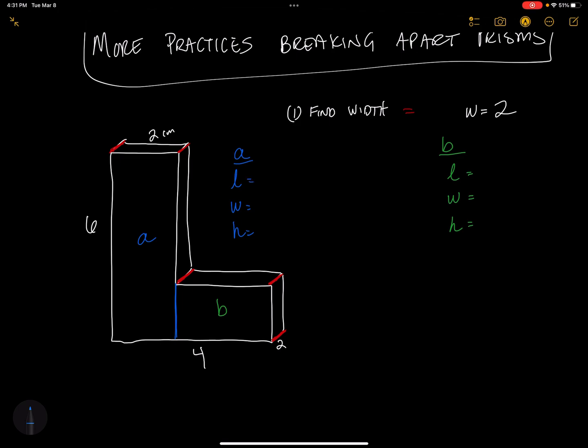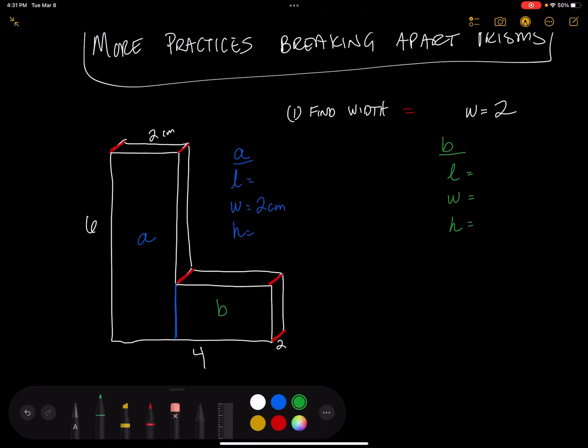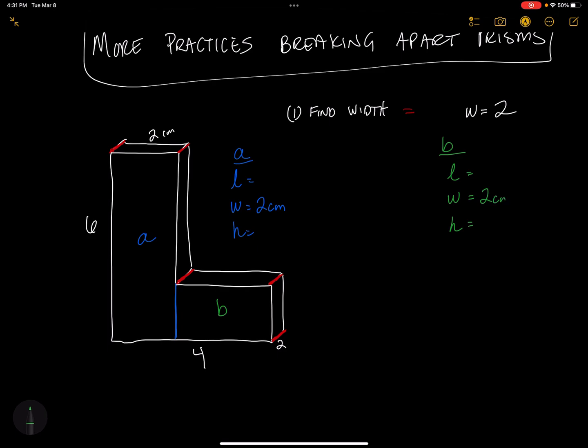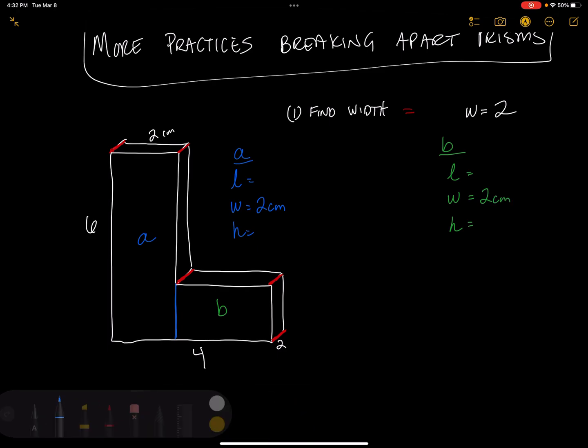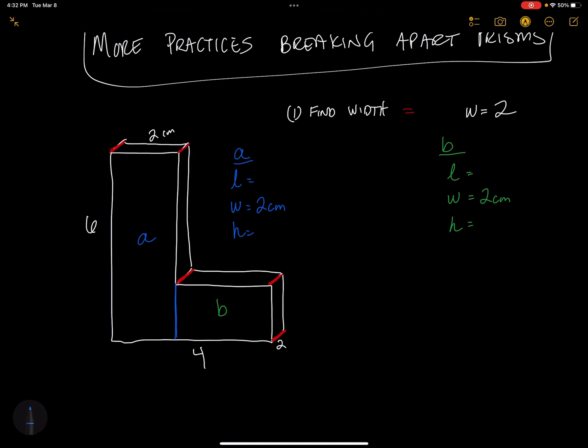Okay, now here's the cool part. We already found the width. Step 1, we found the width, so we know that one is 2 centimeters. And we actually already know that it's 2 centimeters over here too, okay, because we found it. So we really only need to find 2 different measurements, okay? So in order to find these, let's look at A first, okay?